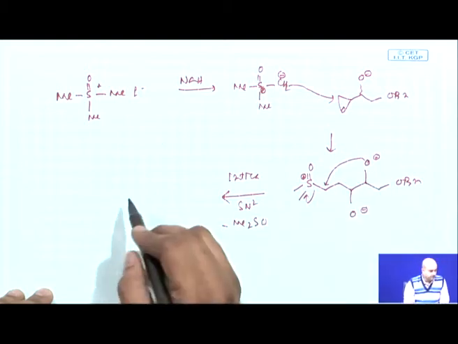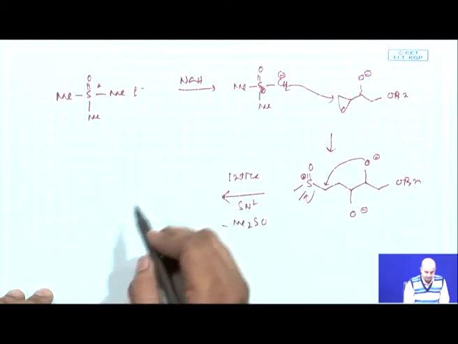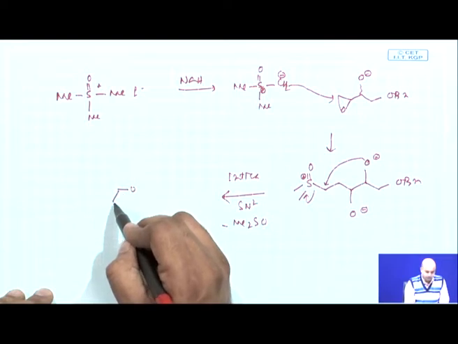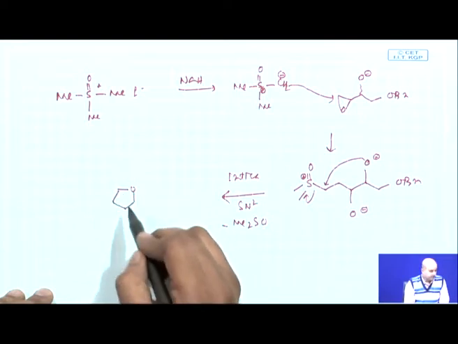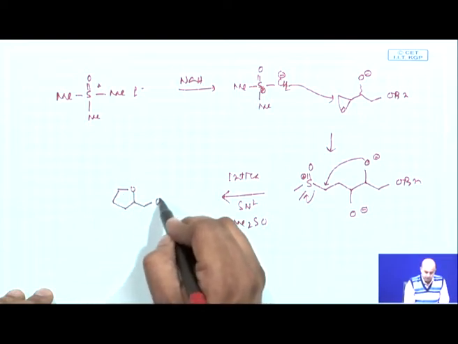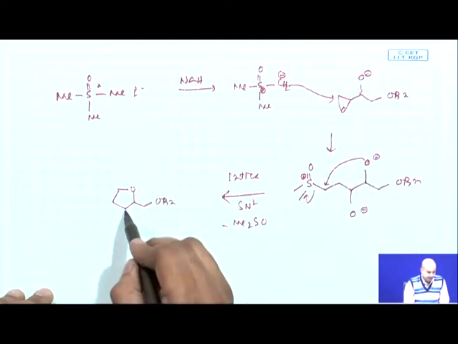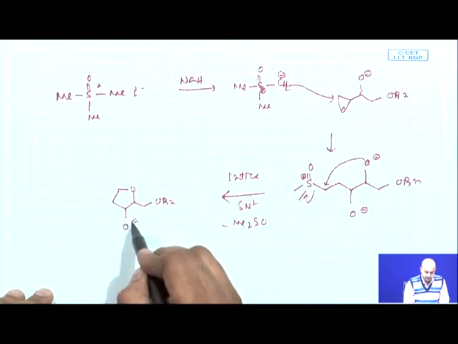Then you will get the 5-membered compound which we discussed initially. Your OBn will remain here because you are making this carbon bond, and your O minus is remaining here.